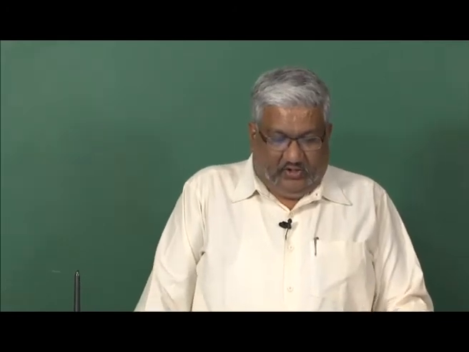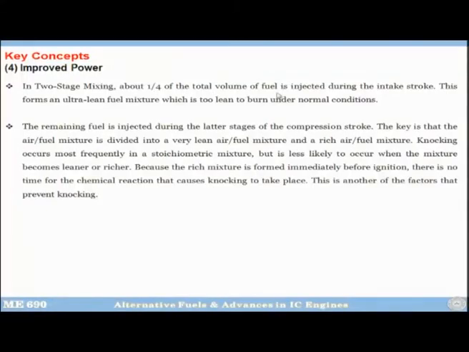Okay. So, in two-stage mixing, about 1/4 of the total volume of the fuel is injected during the intake stroke. This forms an ultra lean mixture which is too lean to burn under normal operating conditions. The remaining 3/4 of the fuel is injected during the later stages of the compression stroke. The key is that the air-fuel mixture is divided: either it is very lean, which is outside, or it is a very rich mixture.